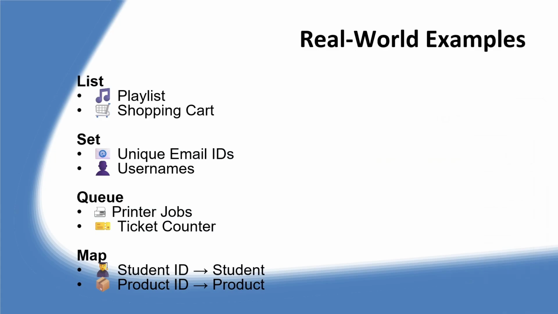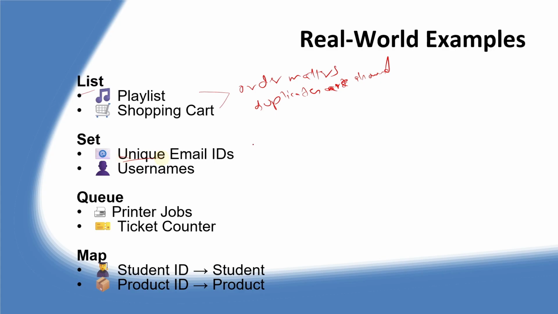These are some real world examples. A music playlist and a shopping cart use a List. Why? Because order matters. In a shopping cart, order of insertion matters, and duplicates are allowed. Oh, sorry, I said duplicates are not allowed, but for List duplicates are allowed. So we will go for List.